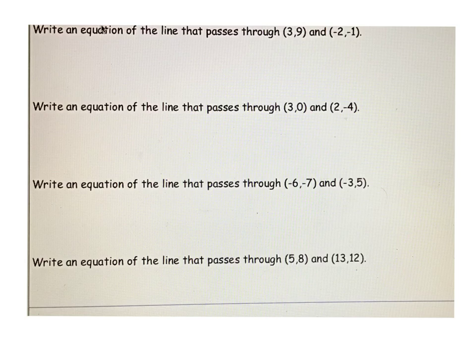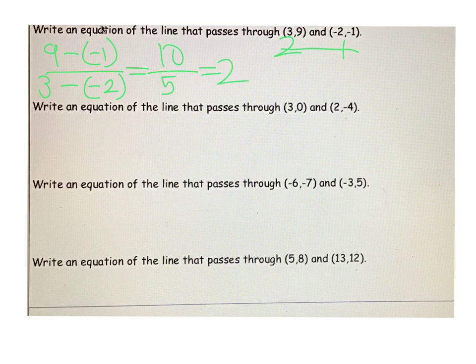This one here is a little bit more complicated because you're being given 2 points. So you have to do one additional step, which is to calculate the slope. If I choose this as my point 2 and this as my point 1, I end up with 9 minus negative 1 as my change in y, and then I have 3 minus negative 2. So now it's 10 over 5, so the slope is equal to 2.